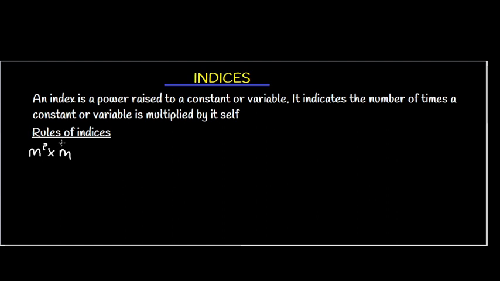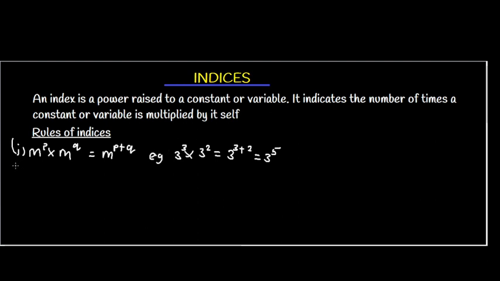So if you have m to power p multiplied by m to power q, we're taking this to be our first rule. This is the same as m to power p plus q. So you just add the indices, provided you have the same base, which is m. Let's first have an example: if we have 3 to power 3 times 3 to power 2, this is the same as 3 to power 3 plus 2. You just add the powers, which is the same as 3 to power 5.